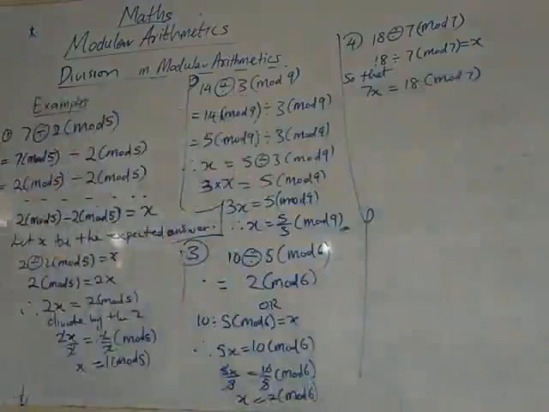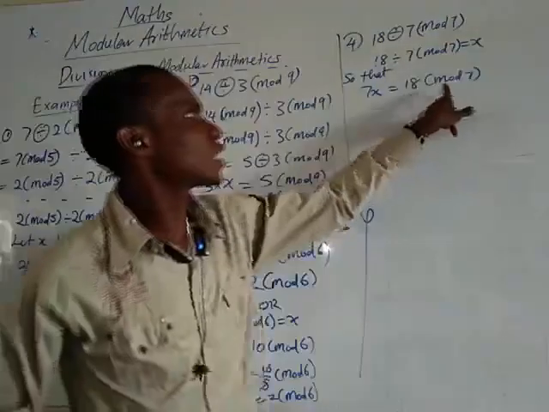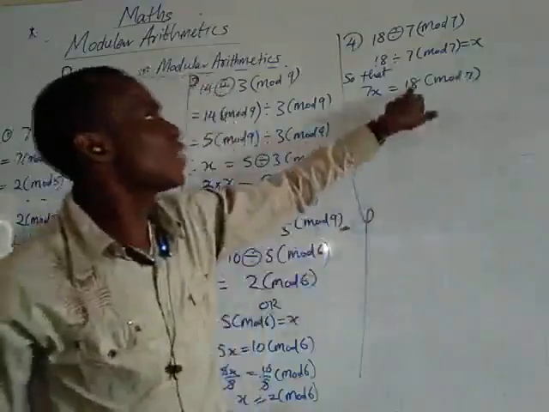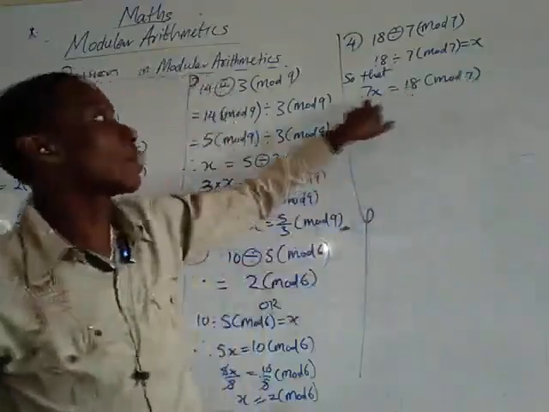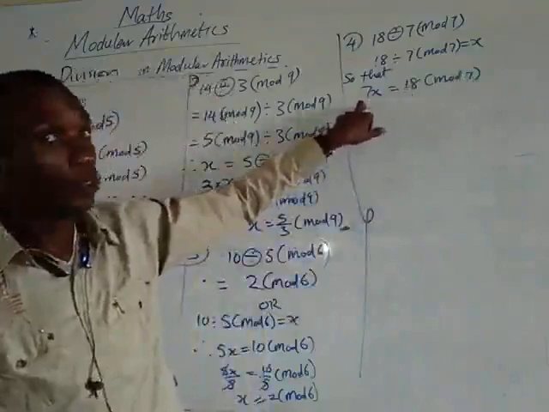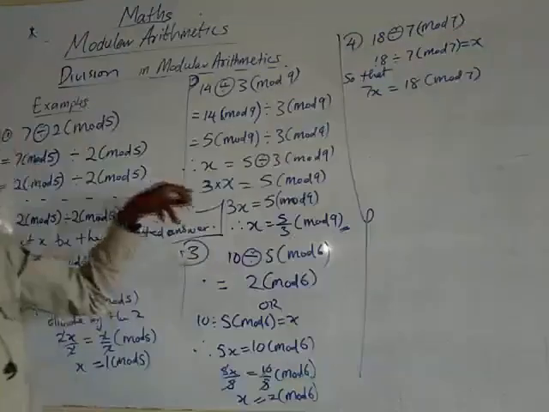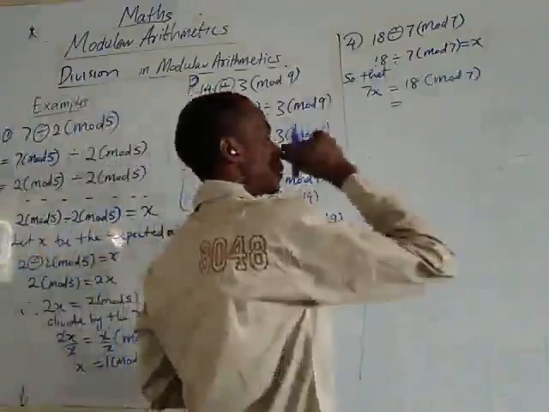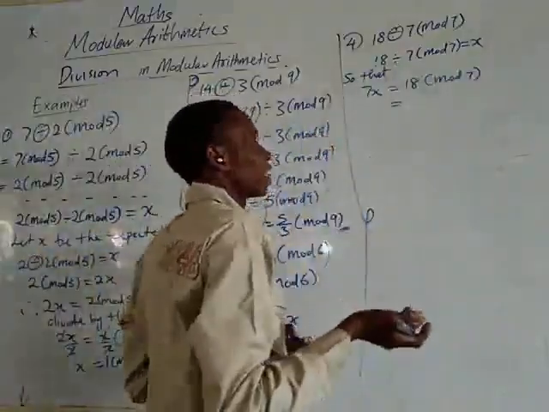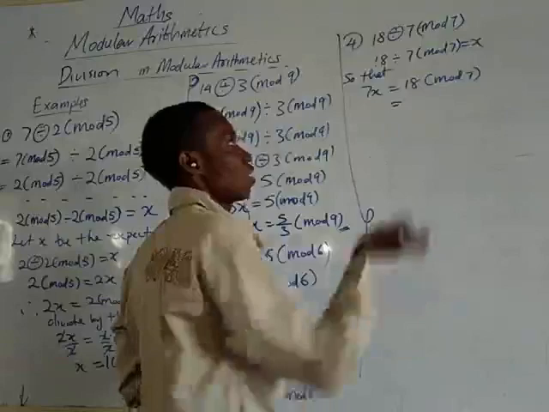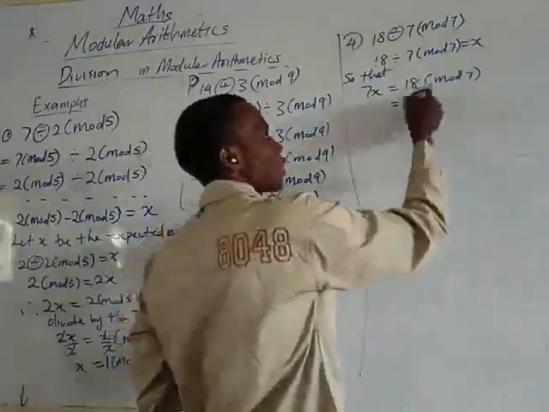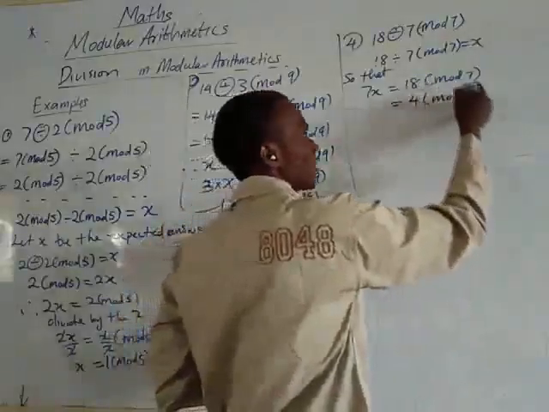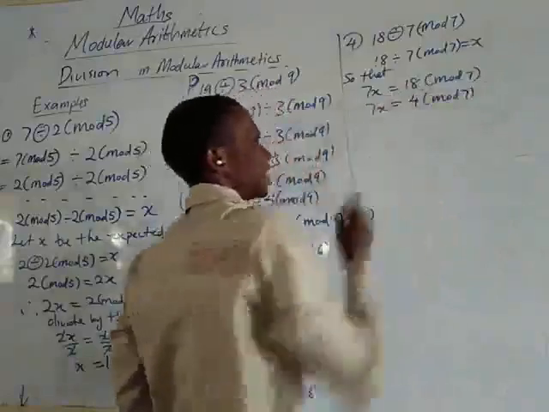Will that be possible? How do we expect to get an answer? 7 to divide this to get a mod 7. If this is not divisible by 7 and I'm having 7, definitely we will not get to a particular answer. It will be like this one. Meaning, reducing this one now, 7 in 18, that's 2 of it, 14. You'll be left with 18 minus 14, that's 4 mod 7. And I'm having 7x here.